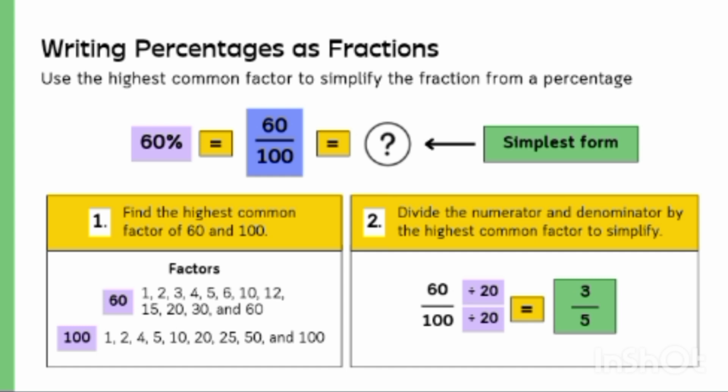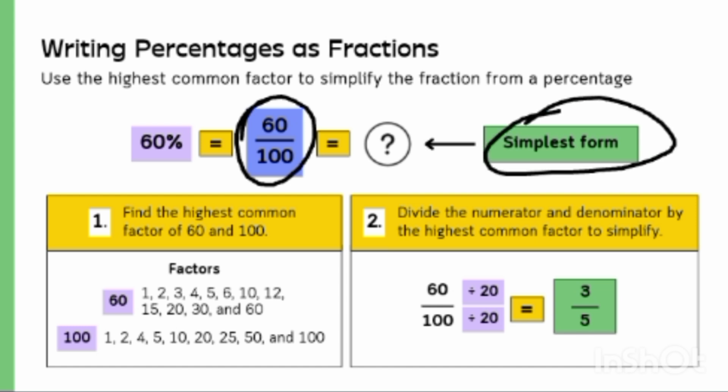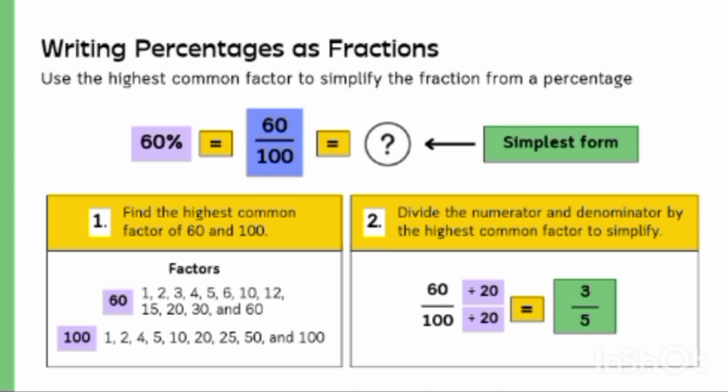Here they are simplifying 60 by 100. When we simplify this, you can just cut the zeros, because the zeros don't matter. You cut the zeros and you get 6 by 10, and you can simplify this further.